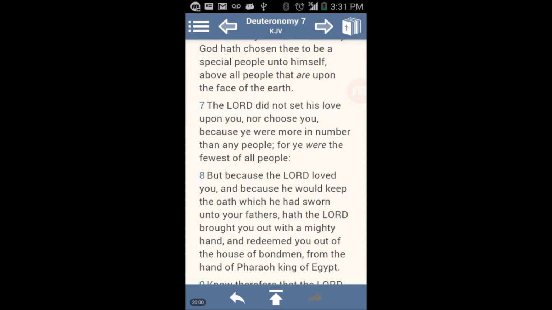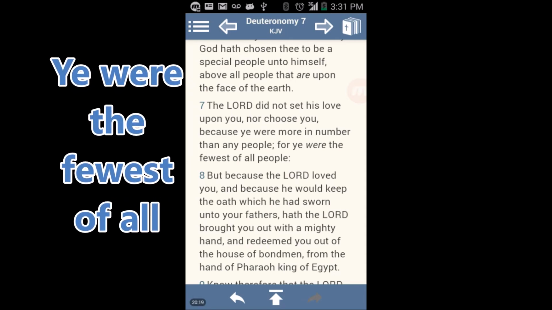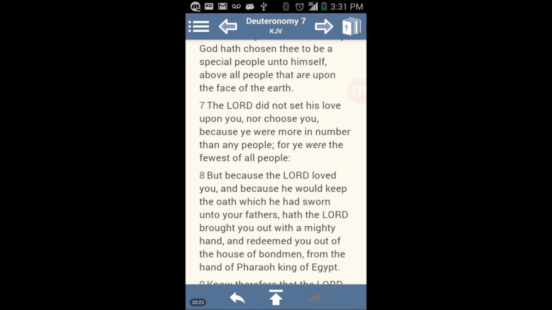So they got this idea of the United States currency making all the other coins silver, but making the penny copper color brown, they got this from the scriptures. The Lord did not set his love upon you nor choose you because ye were more in number than any people. And that's why you see the penny brown. It says, for ye were the fewest of all people. And that's why out of all the coins, you see the penny that copper color. Talking about the children of Israel.